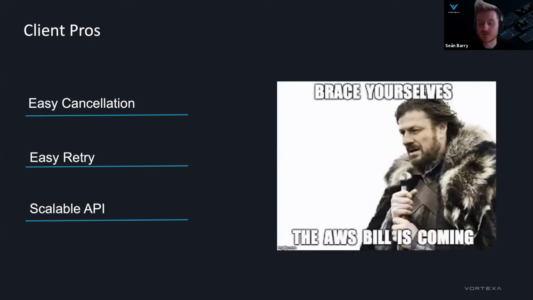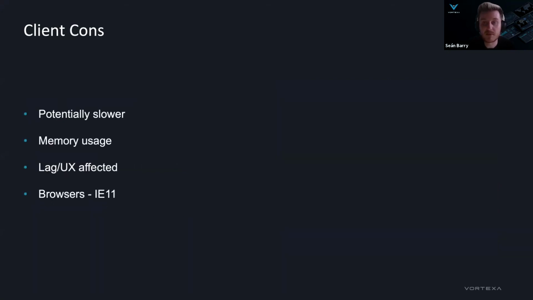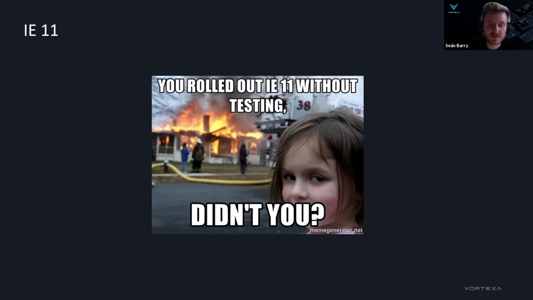So in terms of cons for the client side, speed may be a bit slower than server side because you're dealing with network latency. And this network latency will be multiplied by the number of requests that you make. So the bigger the data set, the more network latency that you're going to have. Downloading lots of data client side means you're going to be consuming a lot of memory because it's going to be all the data stored in memory, and this could cause you some issues. And what about if you cause lag to the application and it becomes less responsive and less usable? And how do you deal with browsers like IE11?